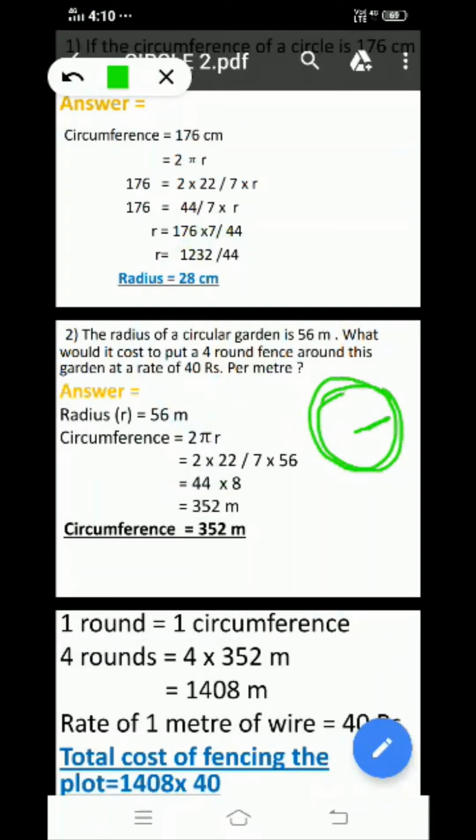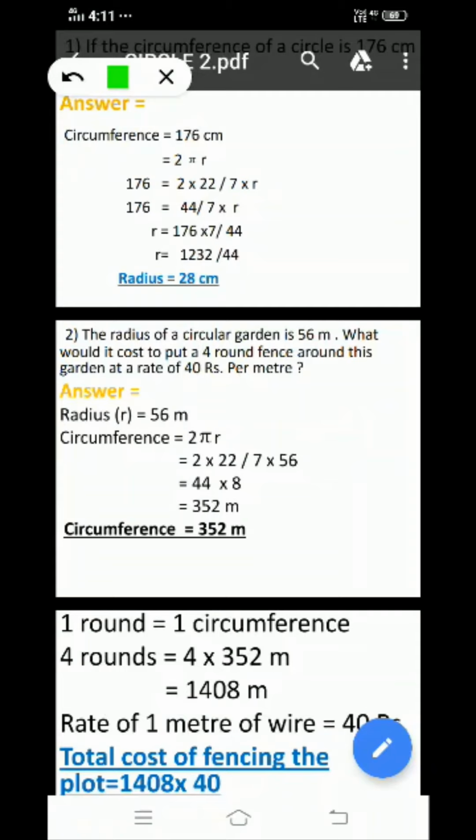This is the circumference, and this is suppose 1 round. You have to find out the value for 1 round. If you get the value of 1 round, then you can easily find out the value for 4 rounds. For that, this is the fence, so you have to find out the circumference. If you find out the circumference, then you will be able to find out the cost for the 4 rounds.